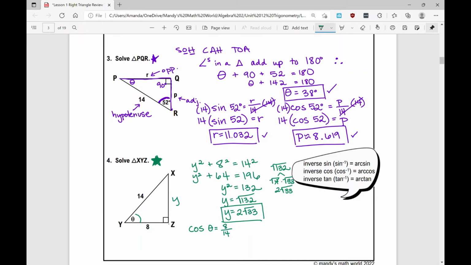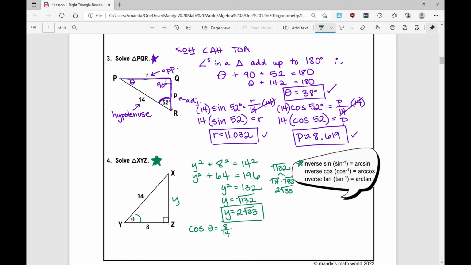A lot of times what you'll see is inverse sine looks like sine to the power of -1. That is how we notate it, right? Sine to the power of -1. So that's inverse sine. That's what we call it. You also might see it as arc sine. That is exactly how you will input it into your calculator. Sine inverse, inverse sine.